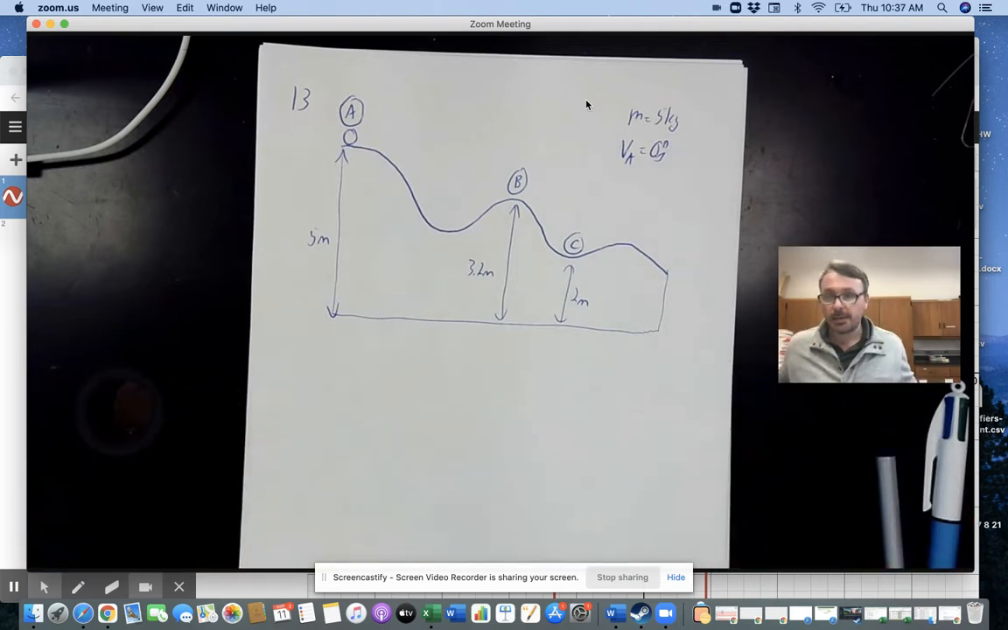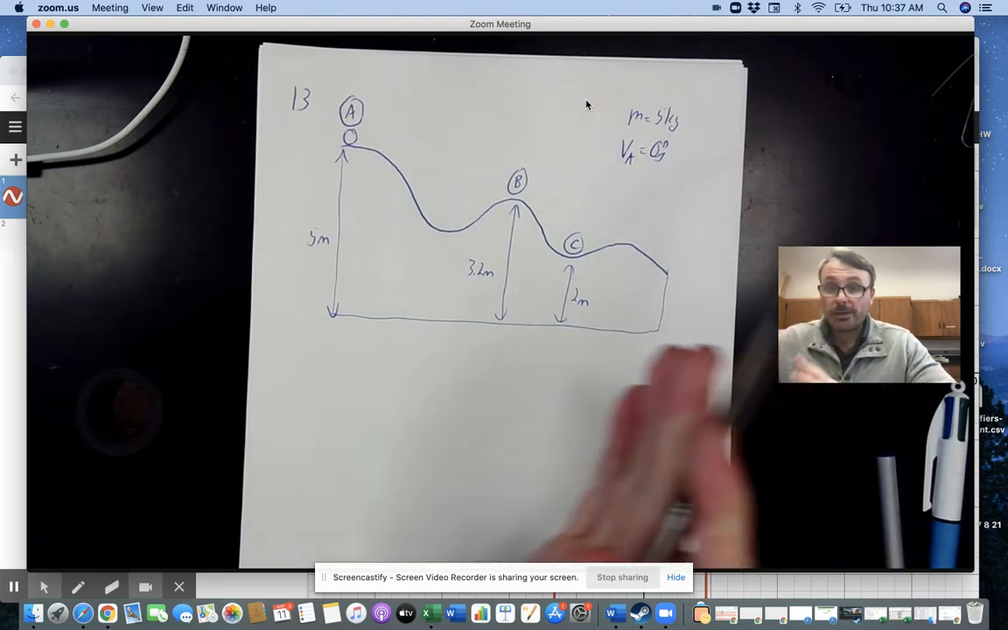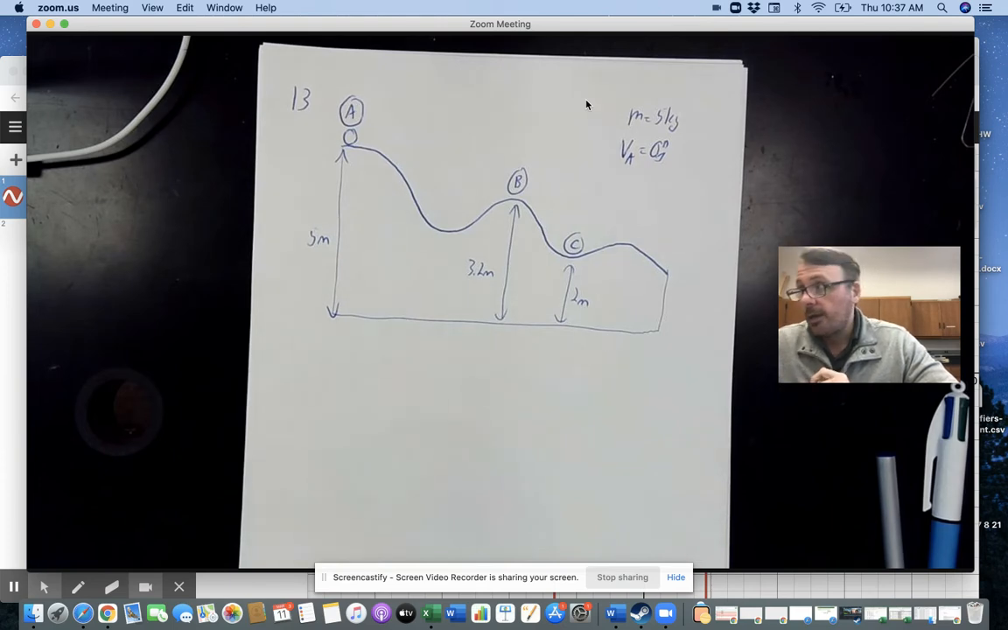So if I'm trying to set this up, the problem actually does a lot of the setup for us. So a couple of things that I want to say. First, we're going to draw a picture. There is no energy and work problem where you want to function without a picture. You absolutely need a picture.